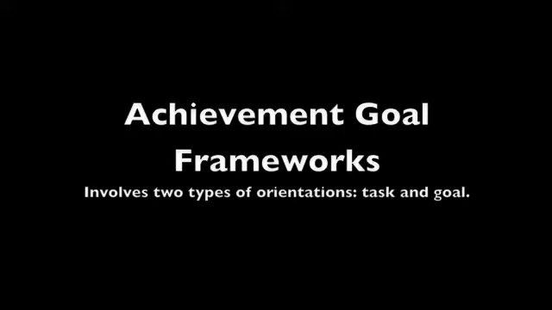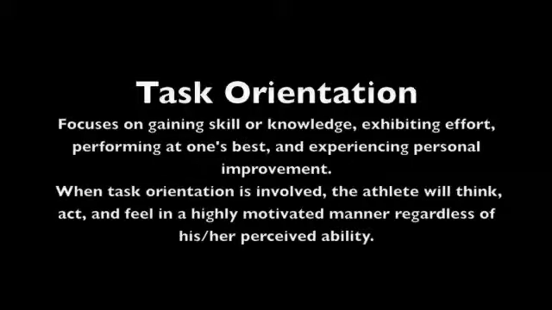Achievement goal frameworks. This involves two types of orientations: task and goal. Task orientation focuses on gaining skill or knowledge, exhibiting effort, performing at one's best, and experiencing personal improvement. When task orientation is involved, the athlete will think, act, and feel in a highly motivated manner regardless of his or her perceived ability.